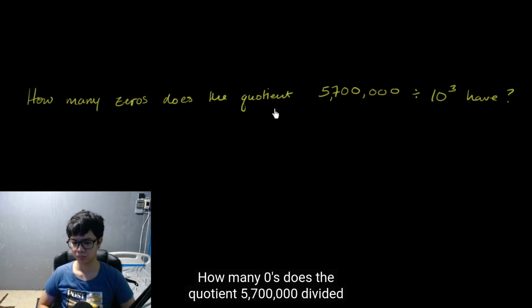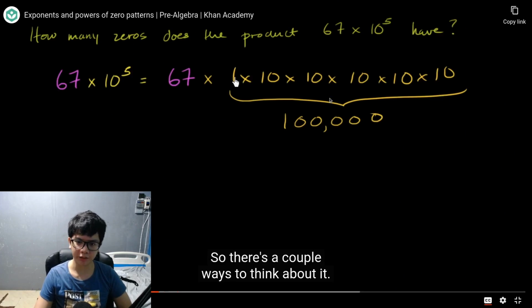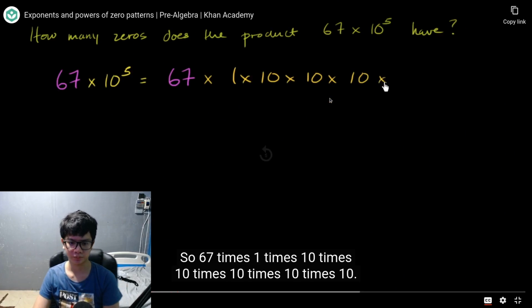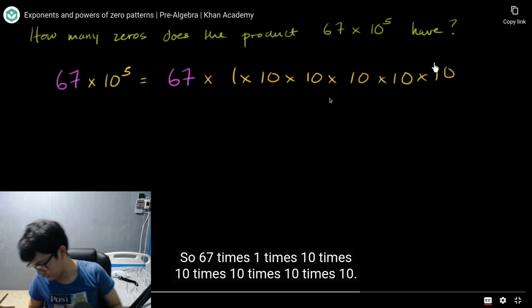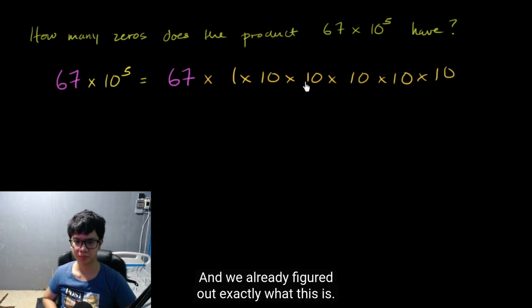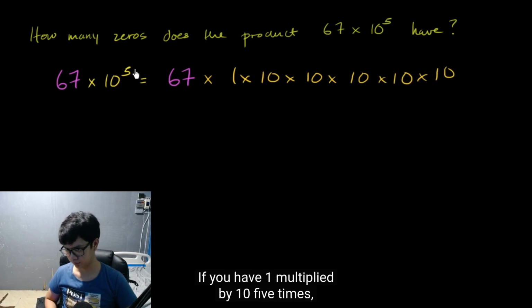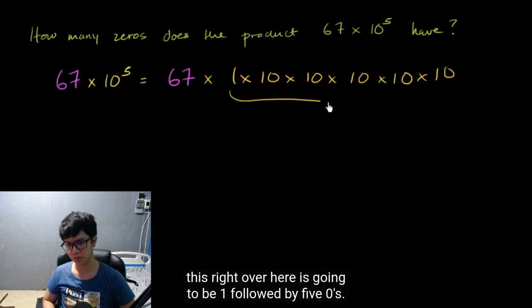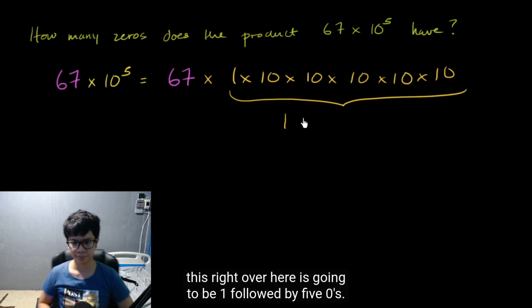How many zeros is the quotient? If you have 1 multiplied by 10 5 times, this is going to be 1 followed by 5 zeros.